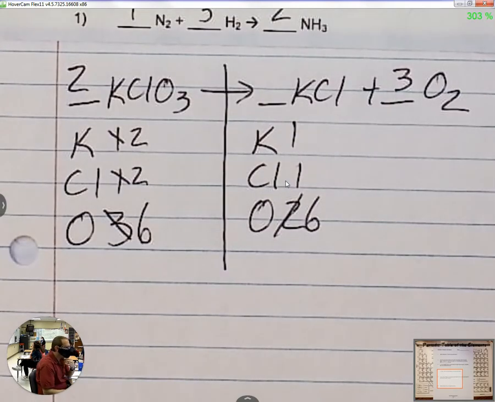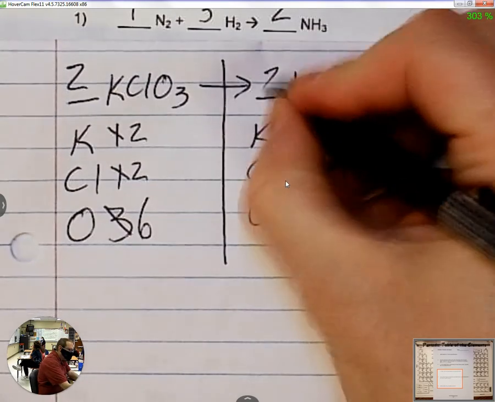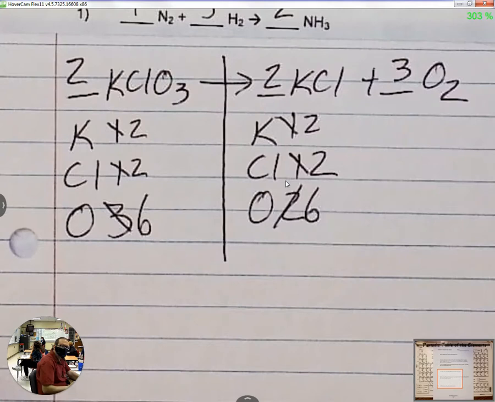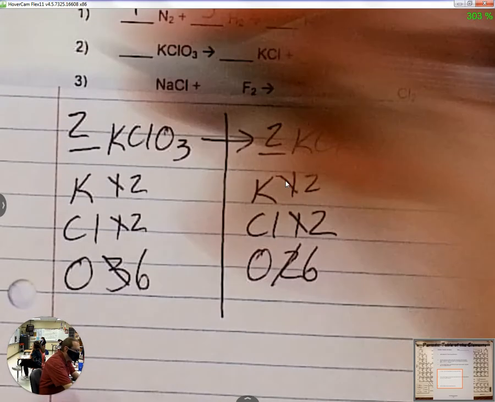So now I need to fix my K and my Cl because I broke them. How do I do that? Put a 2 right here. So 2 potassiums, 2 chlorines. Can I reduce 2, 2, 3? Then I'm done. So I'll go back to my paper and I will fill in 2, 2, and 3.